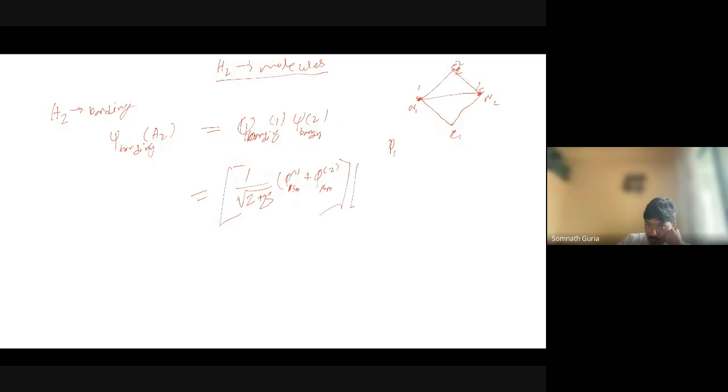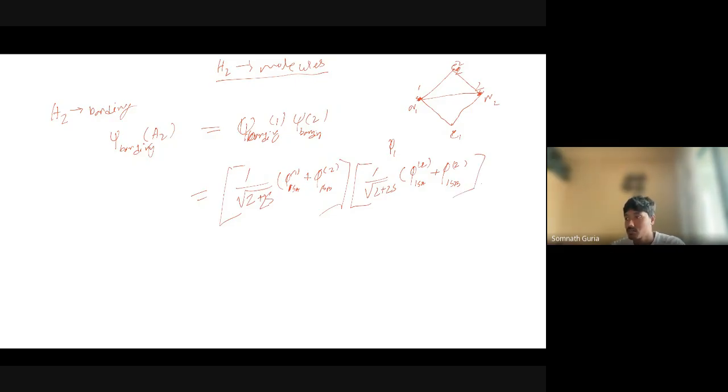Similarly, for electron 2, we have a wave function of 1 upon root over 2 into 2S into psi of 1sA 2 plus psi of 1sB 2.